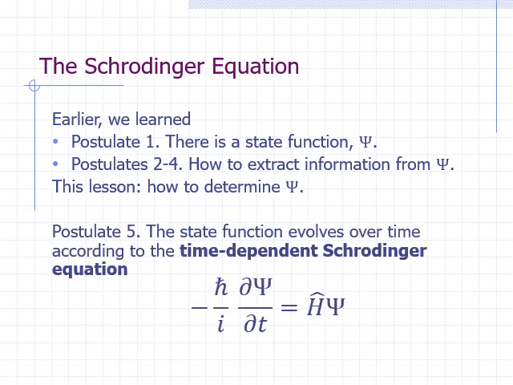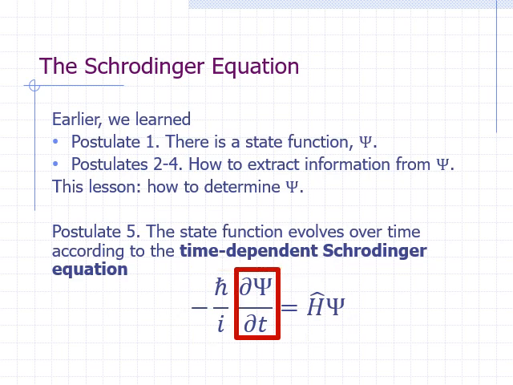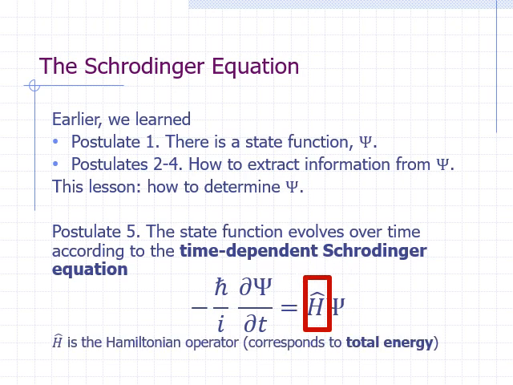Postulate 5 says that the state function changes over time and its behavior over time is summarized by the time-dependent Schrodinger equation shown here. According to this equation, if we take the derivative of psi with respect to time, then multiply by negative h bar over i, what we get should be equal to what we get by applying the Hamiltonian operator on psi. Solving the time-dependent Schrodinger equation means finding the function psi that would satisfy the equation. Just a reminder, the Hamiltonian operator is the operator that corresponds to the total energy of the system.